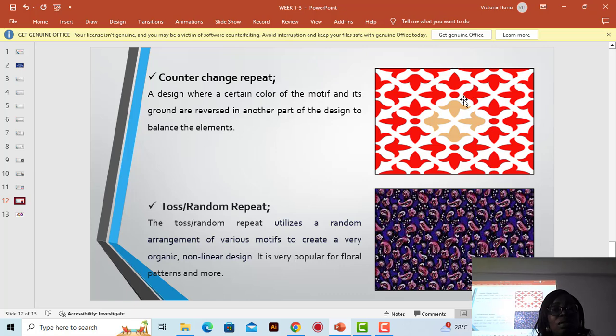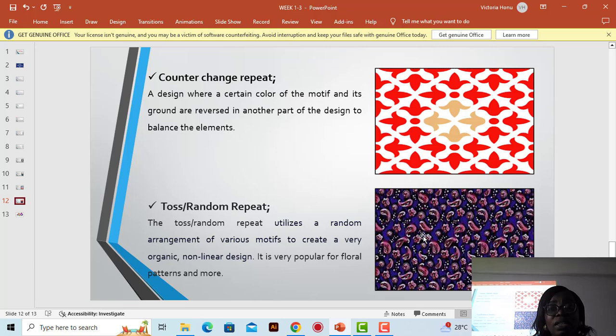Okay. So we have toss or random repeat. As the name suggests, if you are tossing something, if we pick any object now and we throw it, the way it lands on the table, it may land in a different position. Assuming we pick something that has shape, maybe the cover of a phone. When we toss it, it can decide to bring the inside, and then even the size will turn. It will be turning in different positions once we toss.